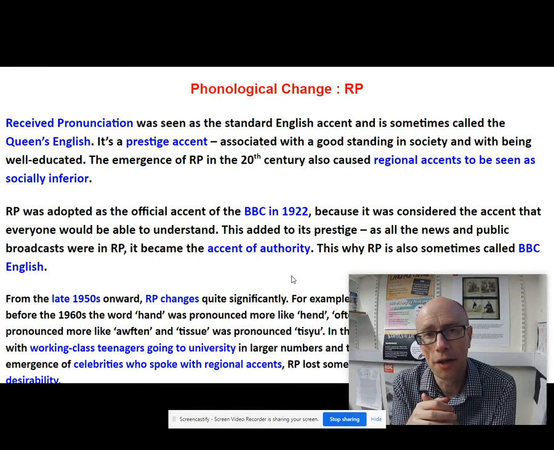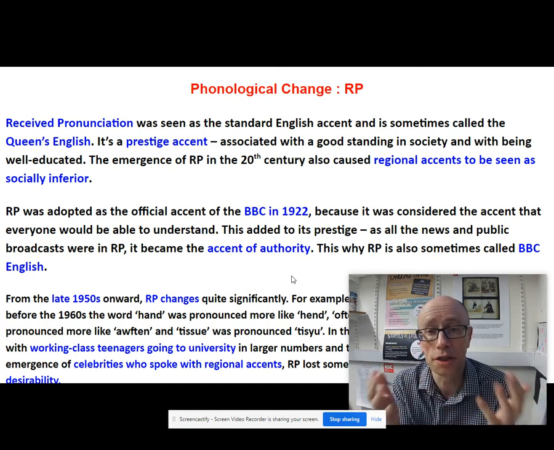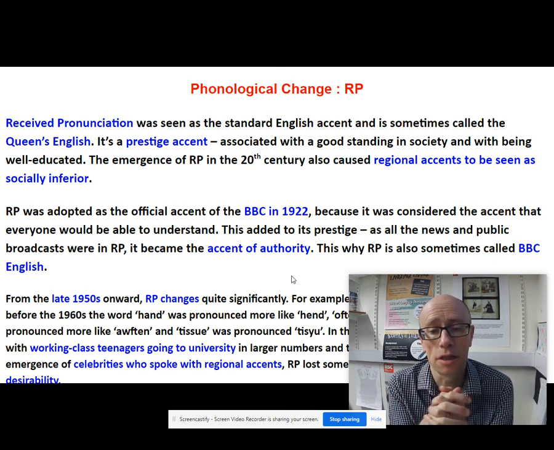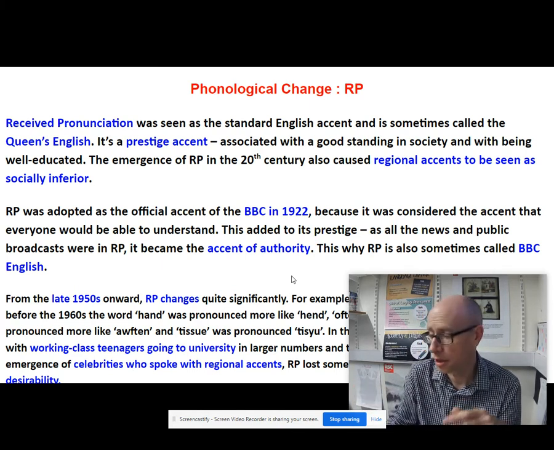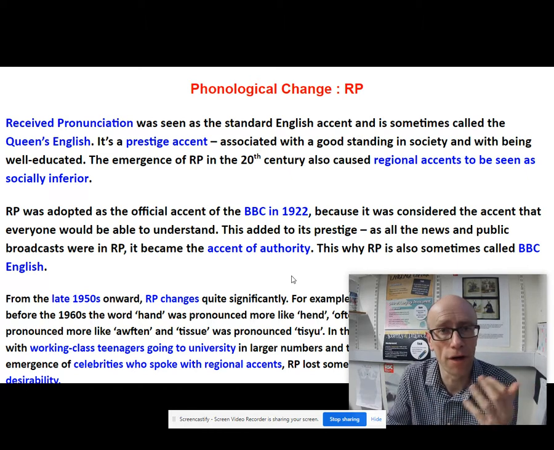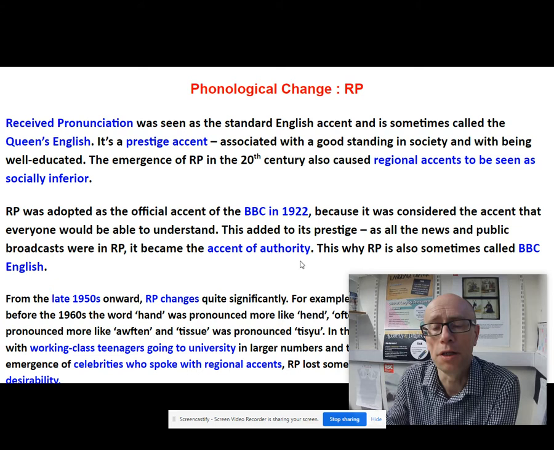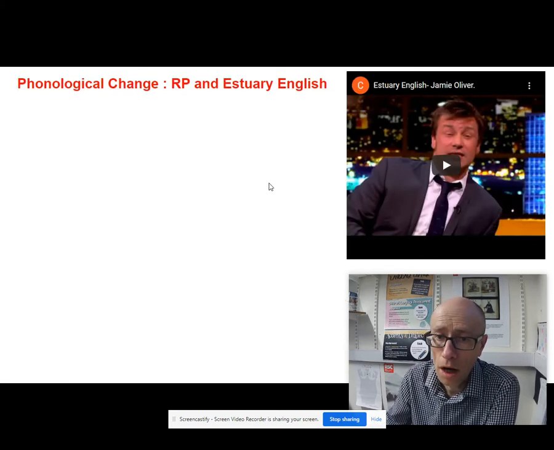And there's been more a kind of egalitarian drift where working class teenagers in the 1960s started going to university in large numbers for the first time. And then you've got the emergence of celebrities who speak with regional accents. And therefore, RP kind of loses some of its desirability. It's no longer considered absolutely necessary that if you are vying to be in a position of power, then you need to be adopting this received pronunciation.